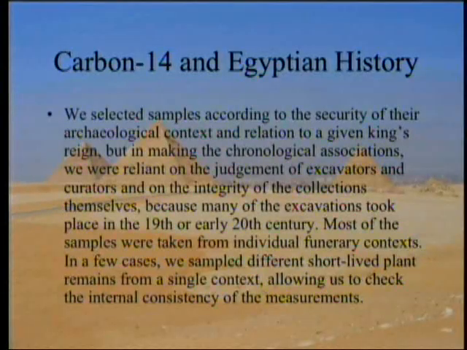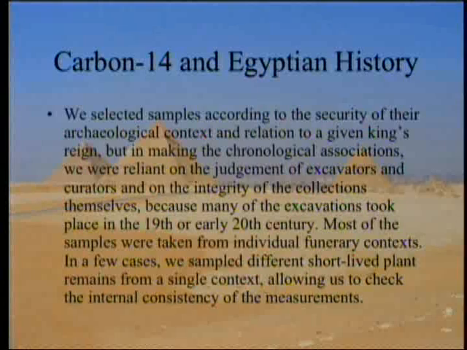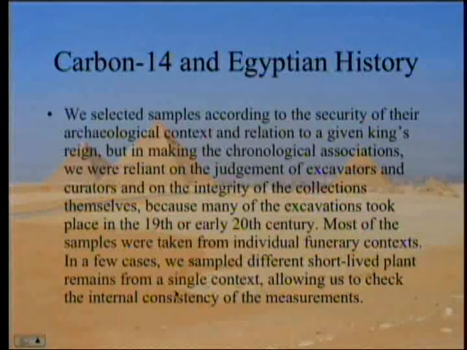We selected samples according to the security of their archaeological context. In other words, they wanted to be sure that they knew which dynasty this all came from, and particularly which reign. It was really helpful if there was a little notation saying, you know, the 40th year of King Amenemhat II. But in making chronological associations, we were reliant on the judgment of excavators and curators and on the integrity of the collections themselves, because many of the excavations took place in the 19th or early 20th century. So they're saying, basically, we tried as hard as we could, but nobody can guarantee any particular sample. So in a few cases, we sampled different short-lived plant remains from a single context, so they can do an internal check.